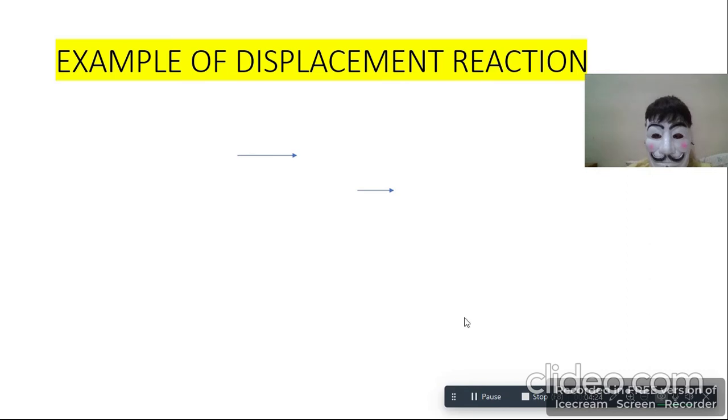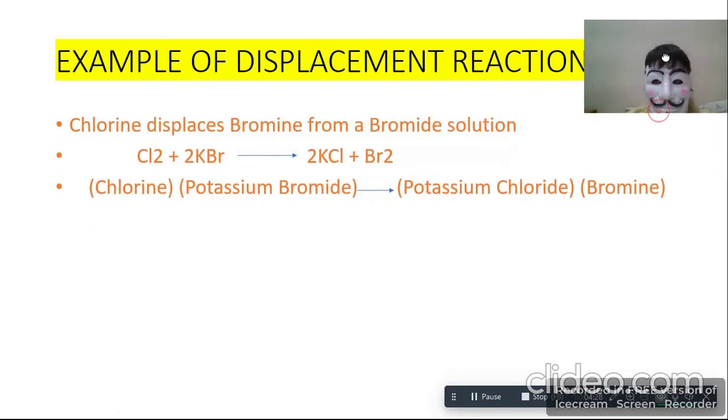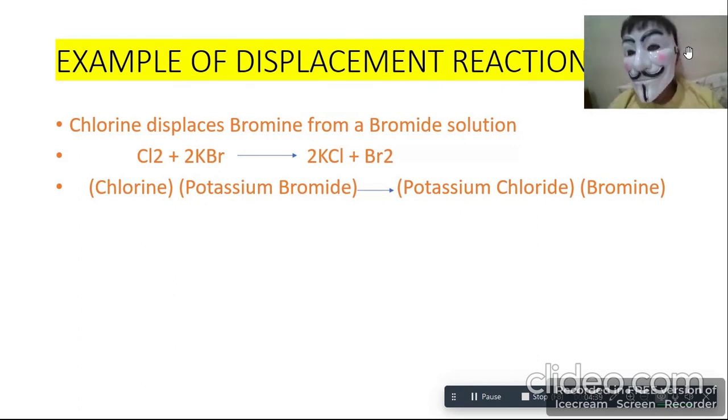The first one is chlorine displaces bromine from a bromide solution. You tell me, I'm not going to show you the slide. What will it be for chlorine? Cl2, and for potassium bromide, 2KBr, which will give rise to potassium chloride. Potassium chloride is easy, KCl, like HCl is hydrogen chloride, plus Br2, which is bromine.